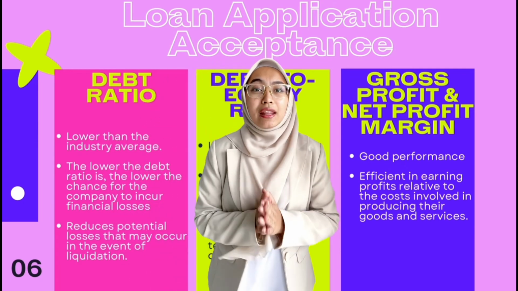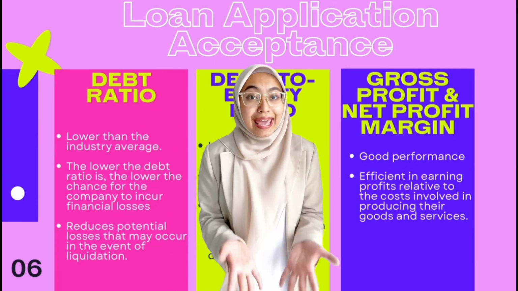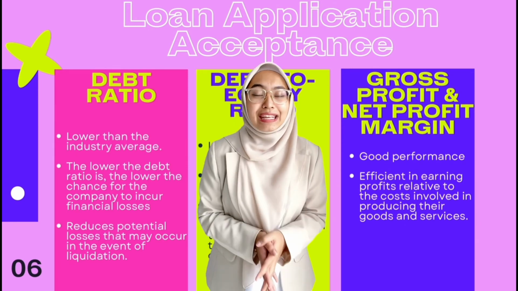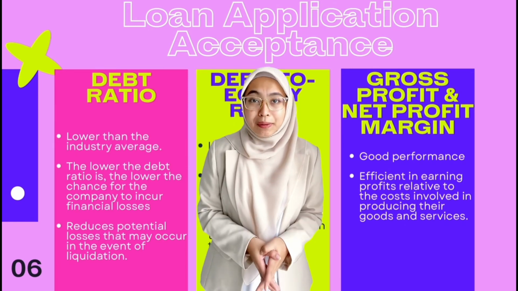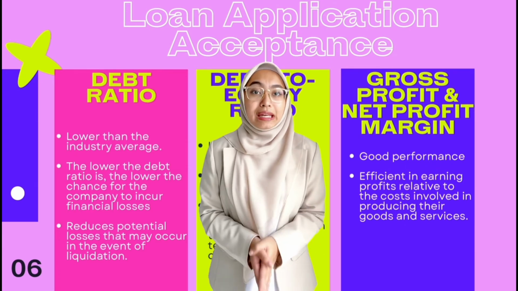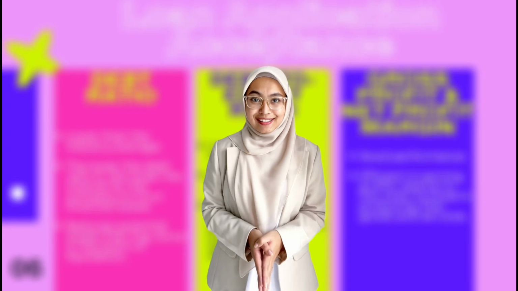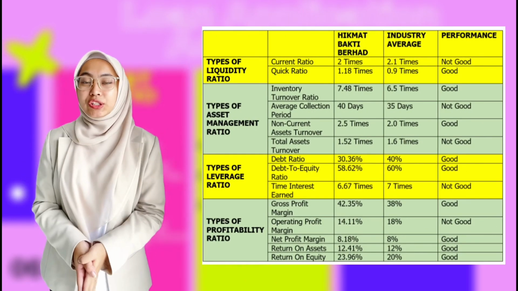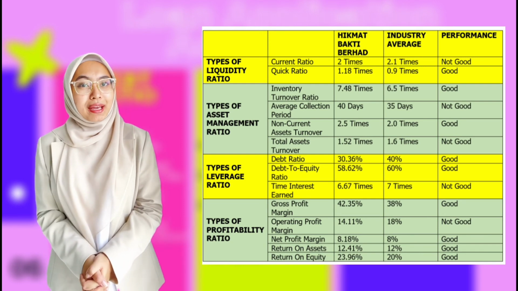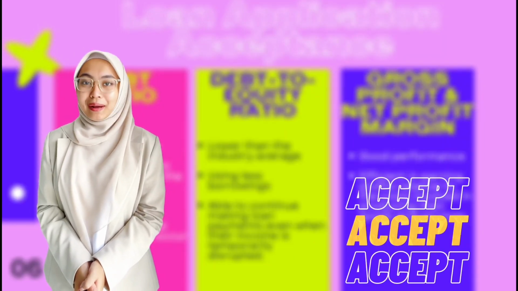And last but not least, the gross profit margin and net profit margin of Hikmat Bakti Berhad both showed good performance, indicating how efficient their company's management is in earning profits relative to the costs involved in producing their goods and services. So all in all, as you can see, most ratios of Hikmat Bakti Berhad showed good performance. Hence, as an officer of Al Rajhi Bank, we would accept loan application from Hikmat Bakti.